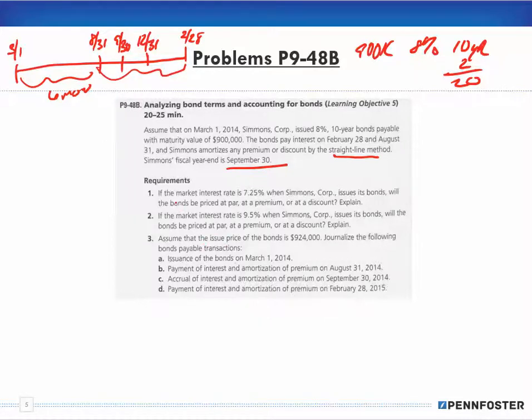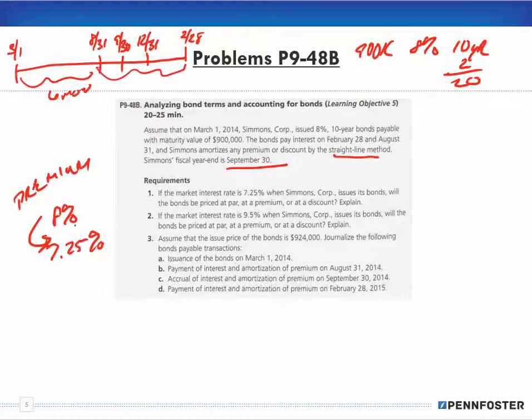All right. If the interest rate is 7.25% when Simmons issues its bonds, will the bonds be priced at par, at a premium, or at a discount? And explain. Well, right now the bond is at 8% and the market interest rate is at 7.25%. That means the bond is selling at a premium, because you're getting more than what the market interest rate is.